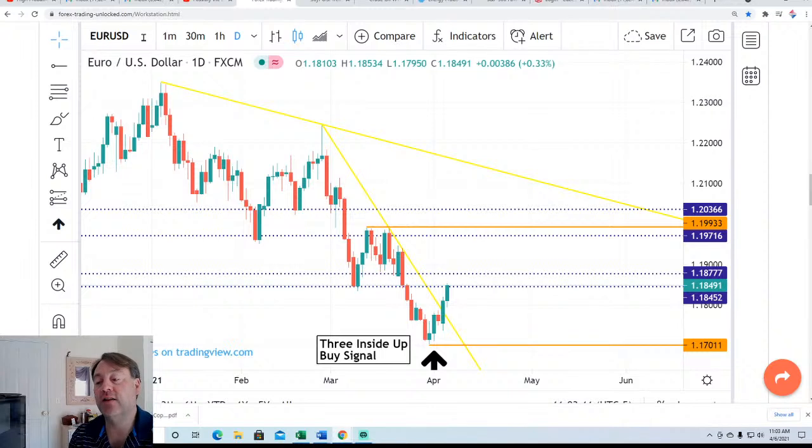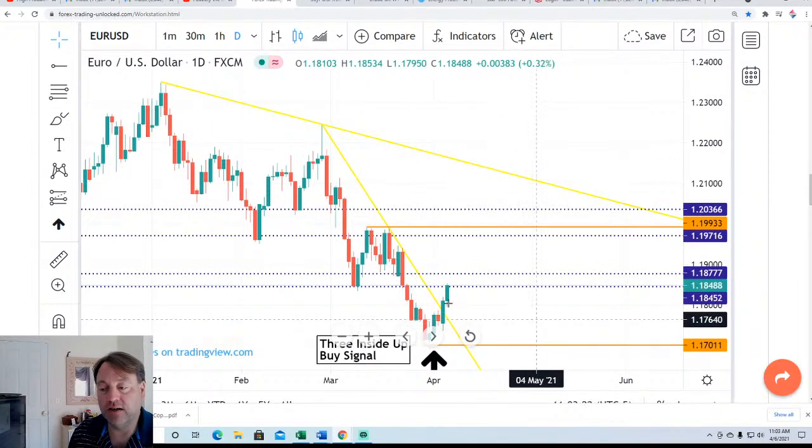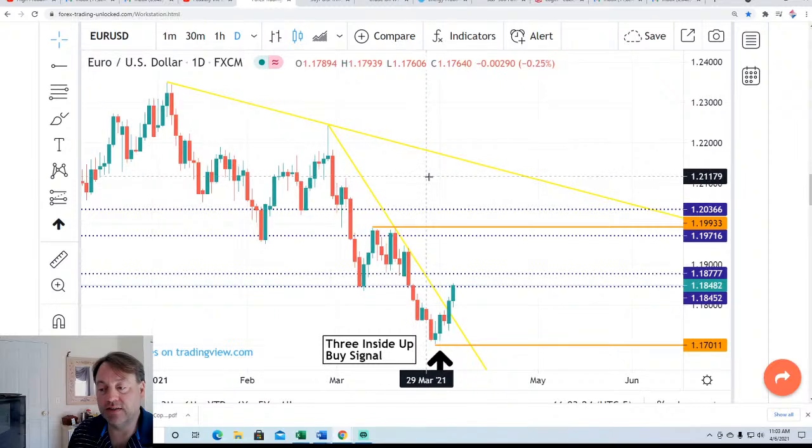So Euro US dollar, the biggest component in the dollar index, had a 3 inside up buy signal. This is what we have here on this low. We had this red day, and then the following trading session was a small little harami. That right there is a harami buy signal. With the follow through on the third day, especially where it closed above the open of that first down day, that's very strong and significant for buying pressure. So it's called a 3 inside up buy signal.